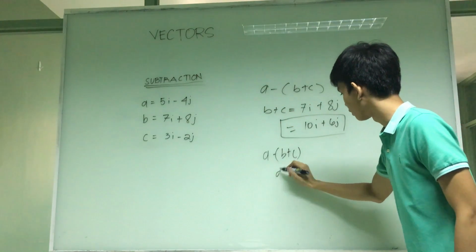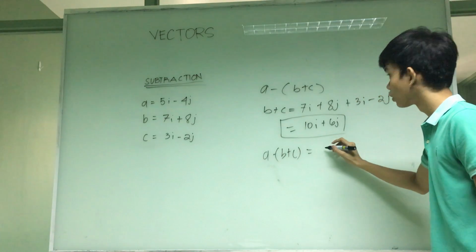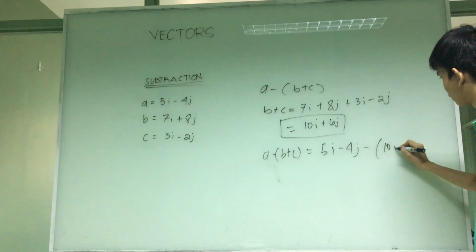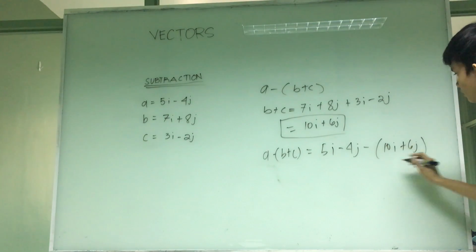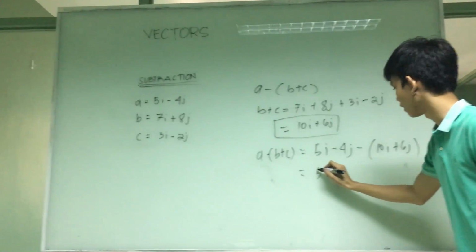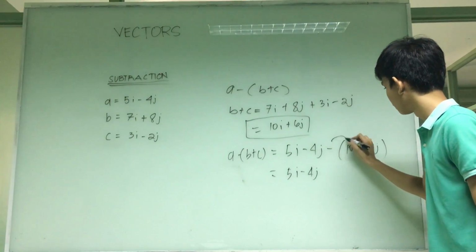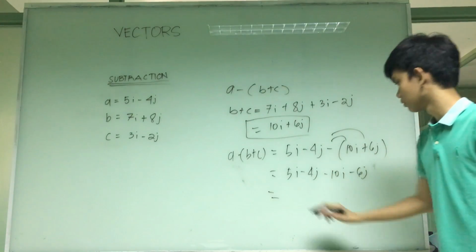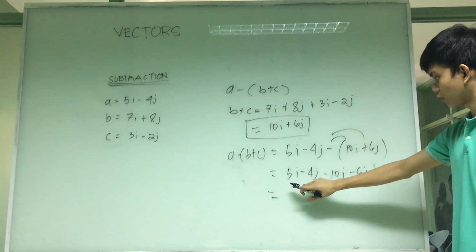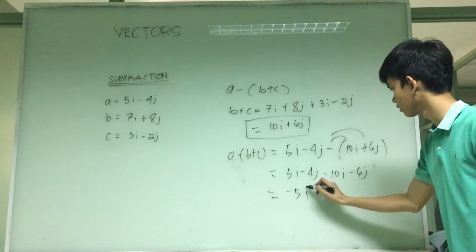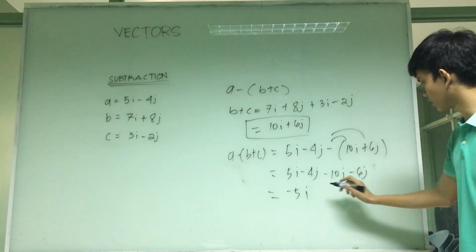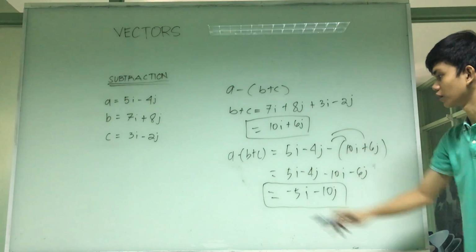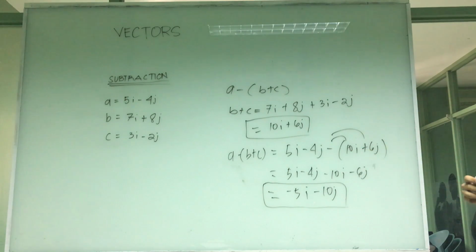So A is equal to 5i minus 4j, minus 10i plus 6j. So 5i minus 4j, negative 10i minus 6j. Subtracting like terms, 5 minus 10 is negative 5i, and negative 4j minus 6j is negative 10j. So this is our answer for A minus quantity B plus C.